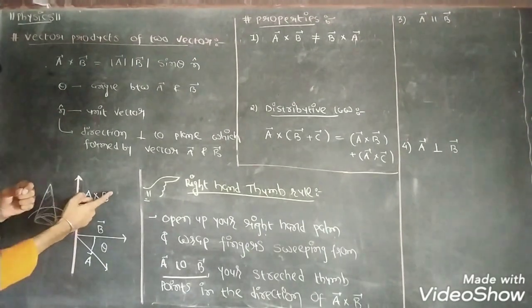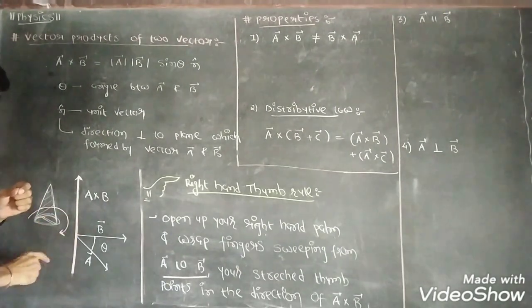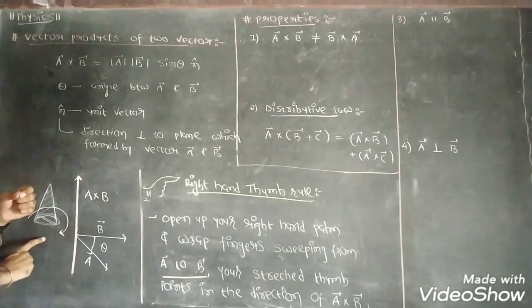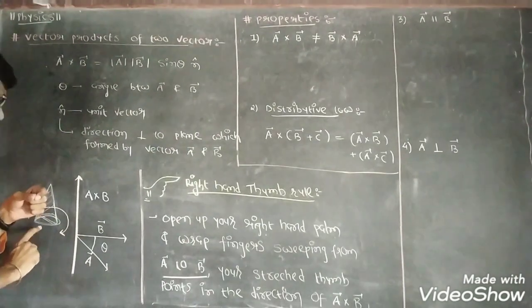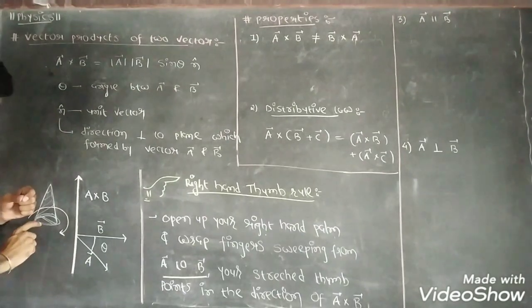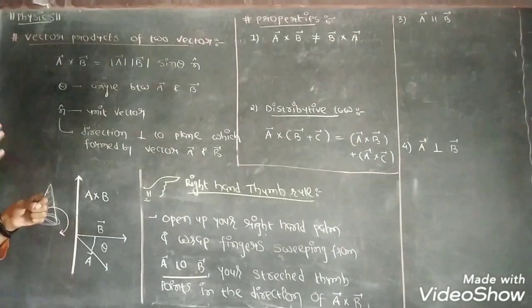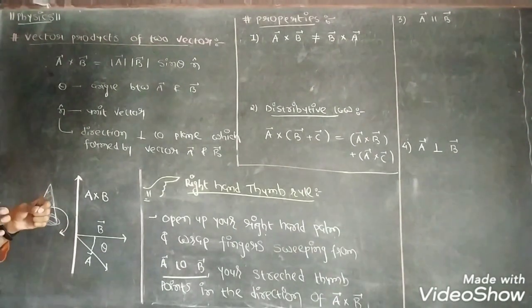If we have to find the direction of their product, then we have to apply the right hand thumb rule or right hand screw rule. So what is the right hand thumb rule or right screw rule? The rule is to take your right hand. Now we have to wrap our fingers from A to B.